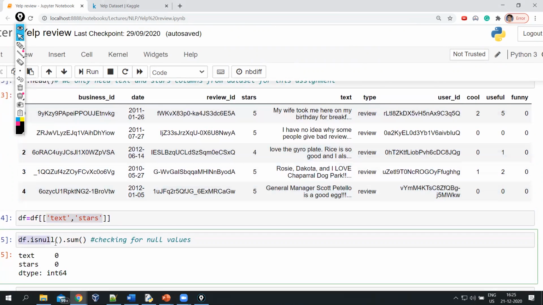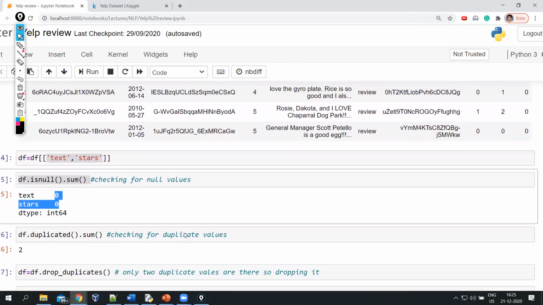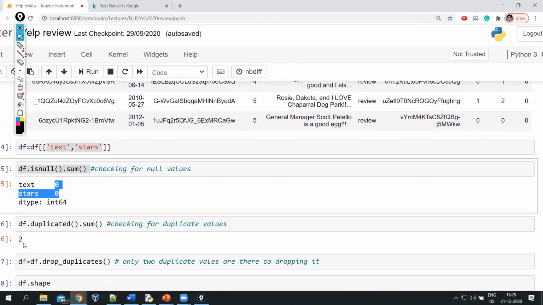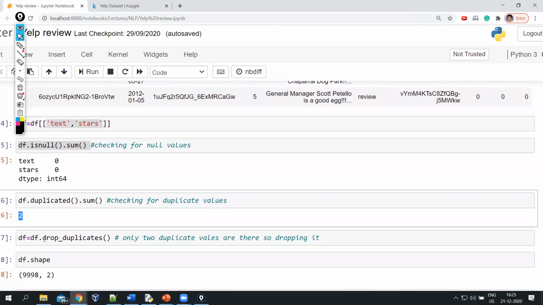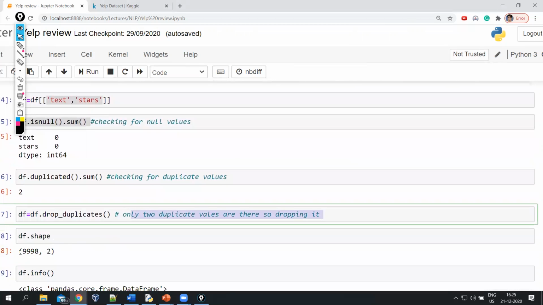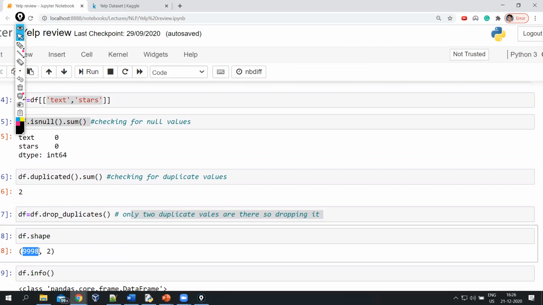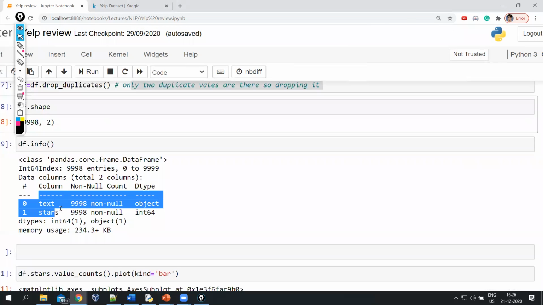I will check whether there are null values. There are no null values in this. I will check if there are duplicate values. I have two duplicated values here. As the count is very small, I will drop the duplicates using the drop_duplicates function. So only two duplicates were there, therefore I am removing them. You can see the shape now, that is 9998 rows and two columns.